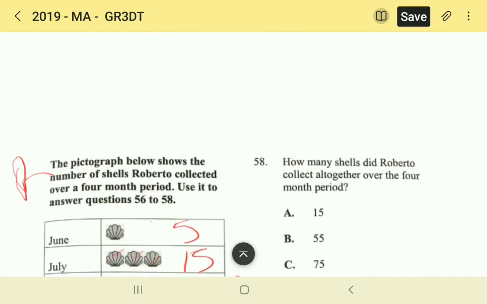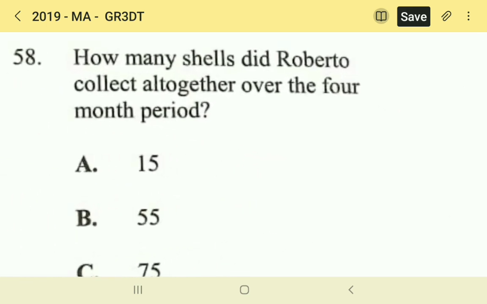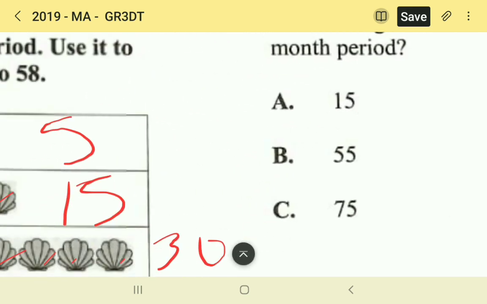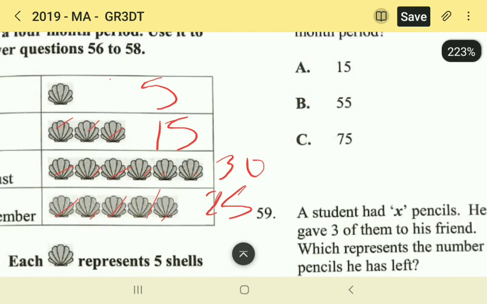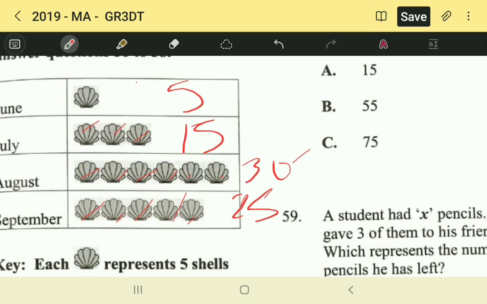58 is for the boys. How many shells did Roberto collect all together over the 4 months? Which means that you're adding up your 5, your 15, your 30, and your 25. So let's do a little head work, boys, without setting it out. 30 plus 5 will give us what? 40. All right? 40 and 20, which is this 2, is 60. Plus this 5 makes it 65. Plus this 5 makes it... answer 65 and 5.